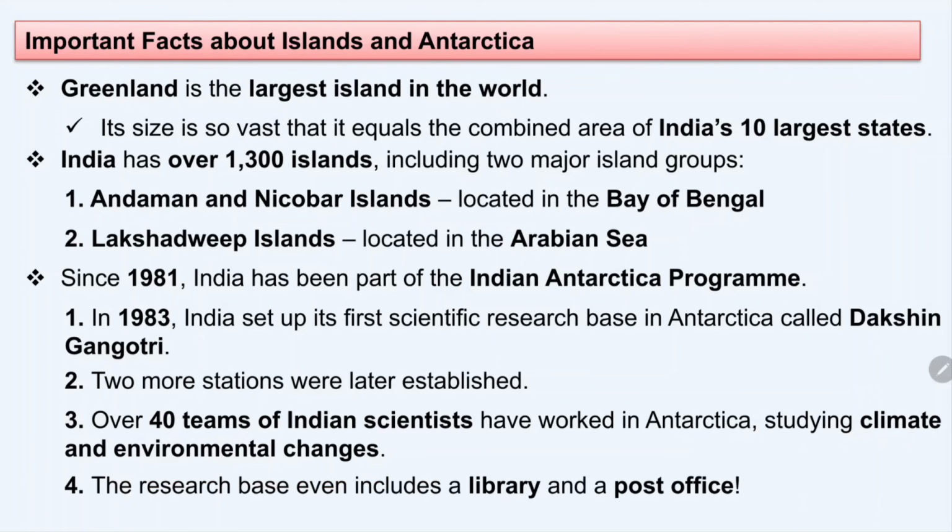The research base even includes a library and a post office. So in that research base in Antarctica, they have a library and a post office also. Why a post office? Because there are no networks. Like here we have installed phone towers, isn't it, but over there there are no such networks. So if they want to convey any message to them, what will happen? You can write a letter and post it, just like the earlier days. So this was about facts about Antarctica and some facts about the islands.